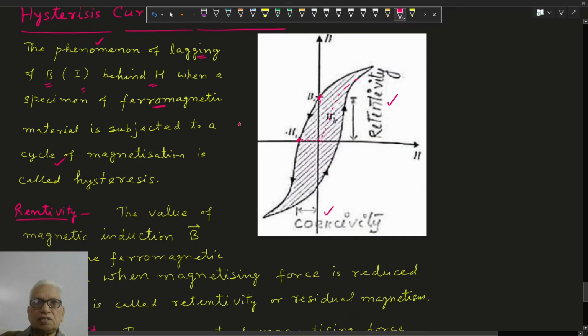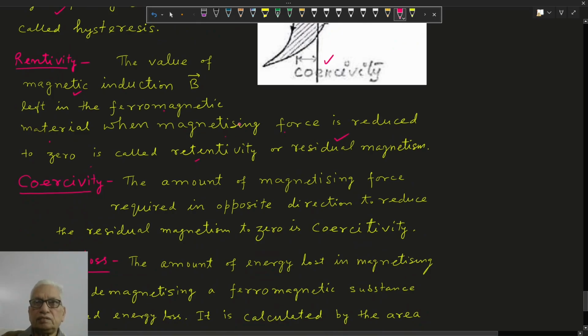So what is the retentivity? It is the value of magnetization left in the ferromagnetic material when the magnetizing force is reduced to zero. This is retentivity, or residual magnetism. And coercivity is the amount of magnetizing force required in the opposite direction to reduce the residual magnetism to zero.